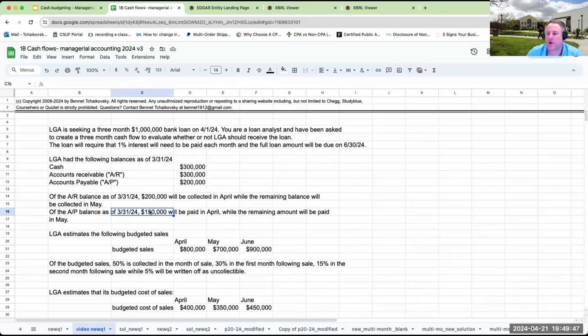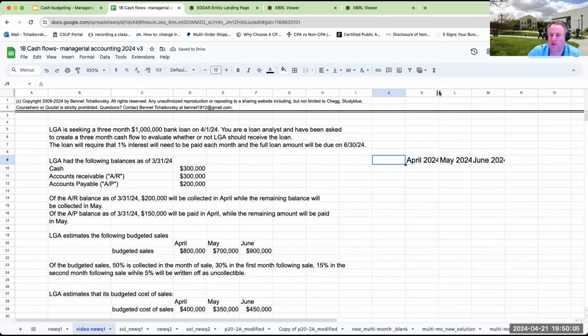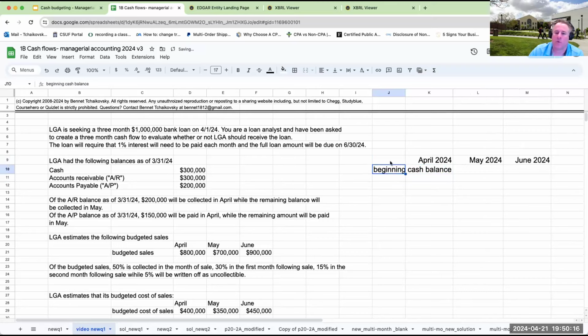So let's take a break right there and let's map out what we already have so far. So we have April 2024, May 2024, and June 2024. We're being asked to create a cash flow, right? The way we're going to do this from a managerial accounting standpoint, and I've worked at many different companies that have used this same format, we're going to start with our beginning cash balance. Well, what is the beginning cash balance? The beginning cash balance is what it was at the end of the prior month. So over here, our beginning cash balance will be 300,000.